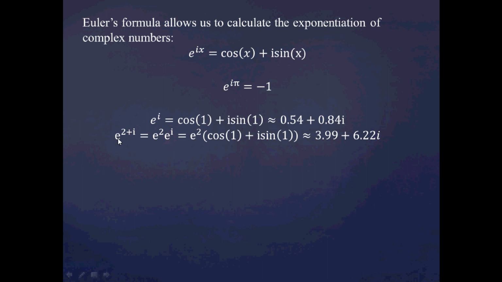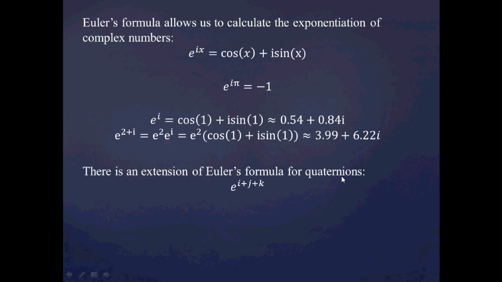And we find that e to the 2 plus i is going to be given by e squared times precisely what we found up above for e to the i. So we just take what we found up here and multiply by e squared, which will give us 3.99 plus 6.22i. And what we're going to do in this video is derive an extension of Euler's formula for the Quaternions.